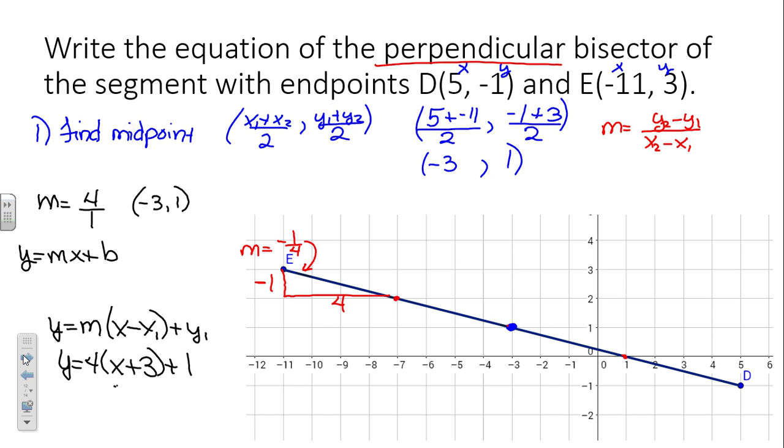Okay. Find the midpoint. Find the slope. Flip the slope. Plug them into point slope. Or put your 1 in for the y, the slope in for the slope, negative 3 in for the x, and solve for b. Okay, they both work. You have to solve it and then substitute it back in.